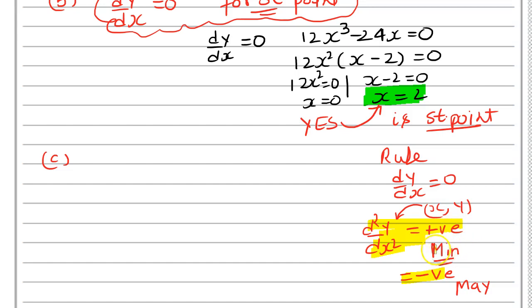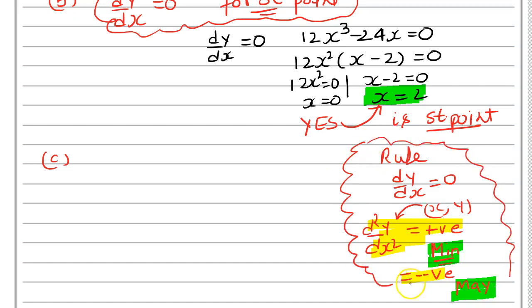When it is positive, then the point will be minimum, right? And when d2y by dx2 is negative, then the point will be maximum. So this is the condition we are going to follow. Whatever I'm writing with red ink, these things are the thought process behind that. Yeah, so now let's solve.